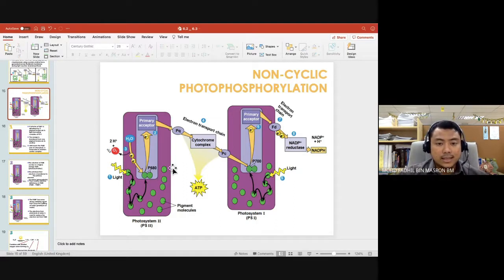Okay. So for non-cyclic photophosphorylation, ini adalah diagram overviewnya. So you can see this here, electron. Kenapa ada dua elektron? Ya, memang ada dua elektron. Why? Because you need to remember there are two H2O, ada dua hydrogen over there. Okay, so there are two hydrogen ions over there, there are two protons over there.